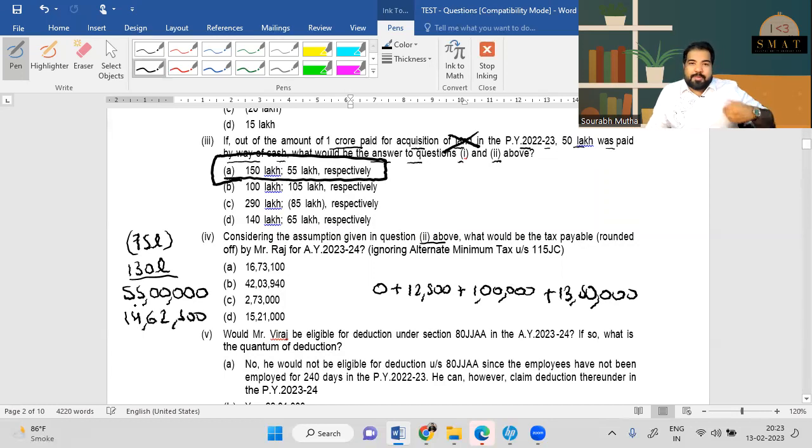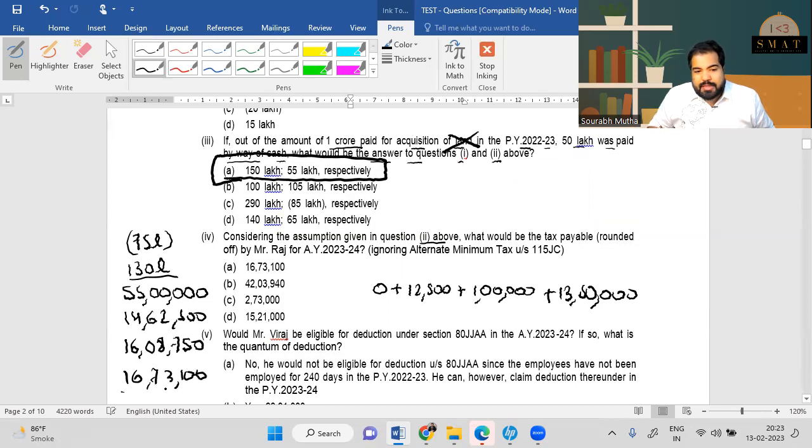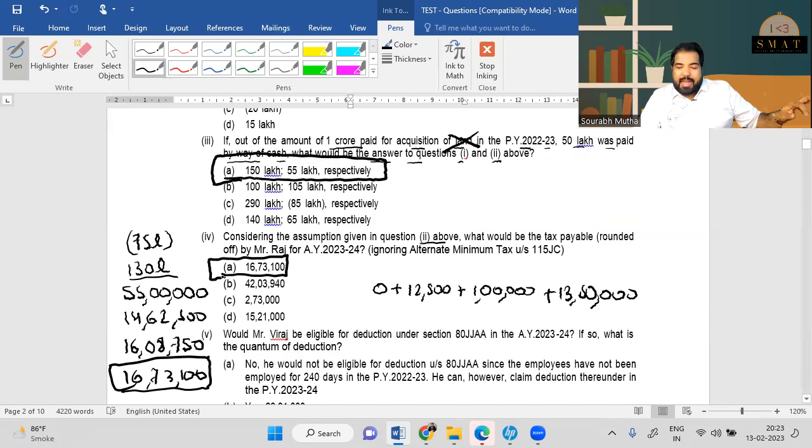Obviously, because his income is more than 55 lakh, he'll pay a surcharge of 10%. So I'm straight away multiplying this by 110%. It's basically 16 lakh 8,750. And of course, there's cess always of 4%. So into 104%, 16 lakh 73,100. This is your answer of tax payable. So answer is A.